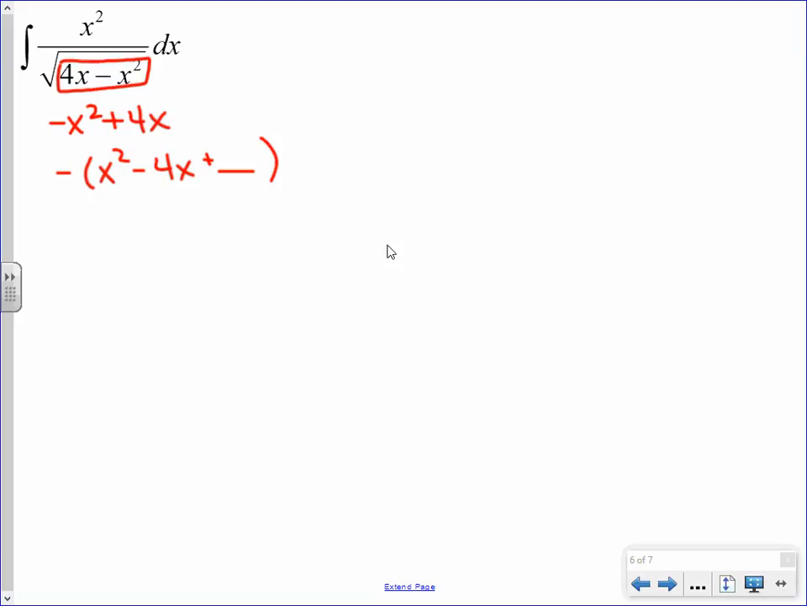4. Okay, we can't just add a number to an expression. We have to balance it out. So we have to subtract what number? No, we have to add 4. We have to subtract a negative 4 because technically that's what we added. Okay, so this becomes negative x minus 2 squared plus 4. Let's come back to our integral.